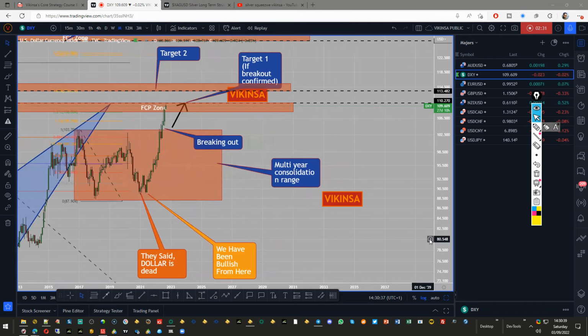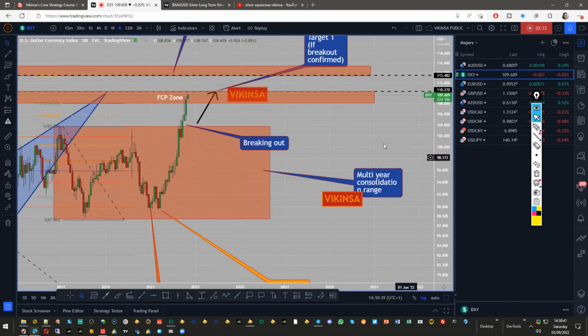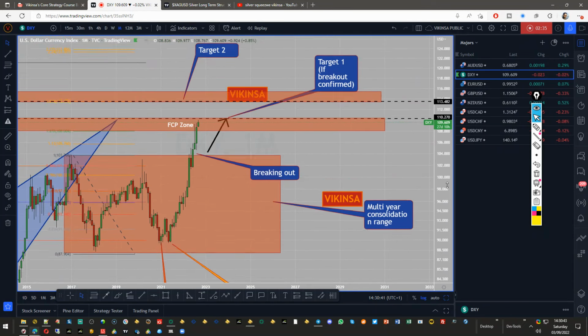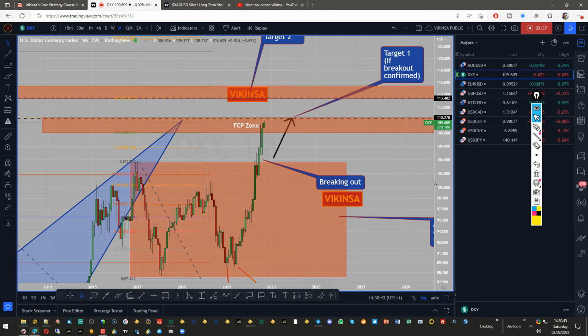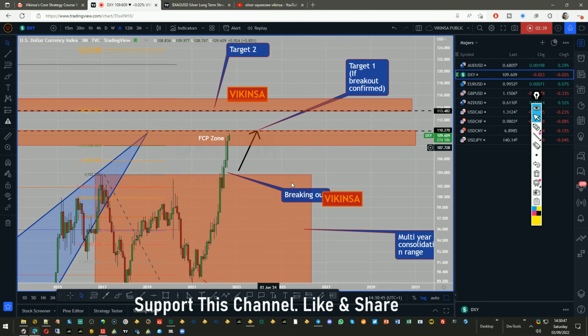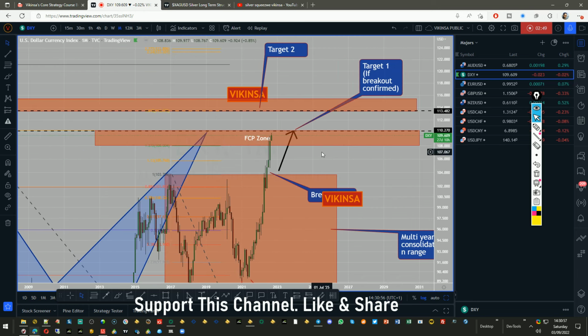Last week, after taking a little while, the dollar made another push to the upside, and it has started to move towards our ultimate target here on this FCP zone at 110 or so, approximately. It's already there in the FCP zone. That means it can fall down at any moment because the W pattern is complete, which means the market is supposed to fall down.